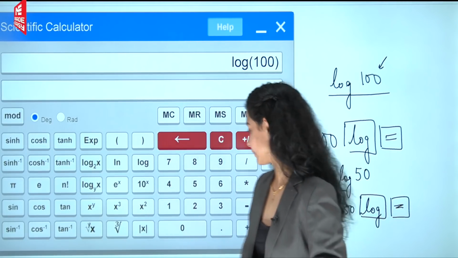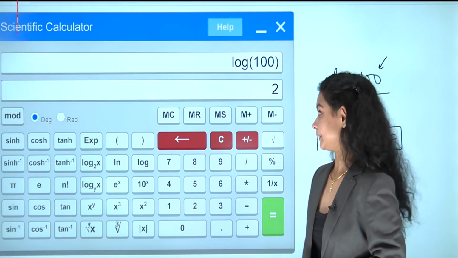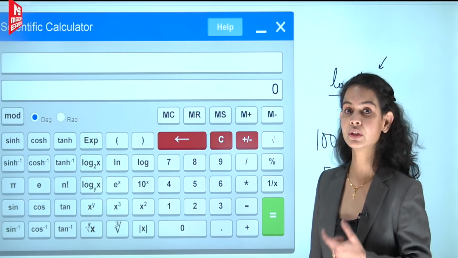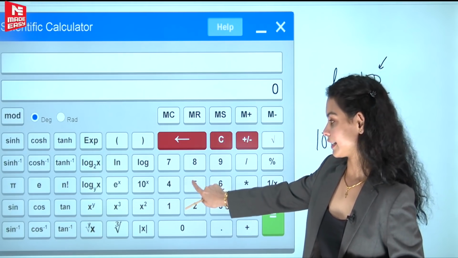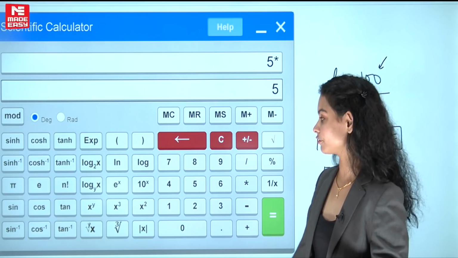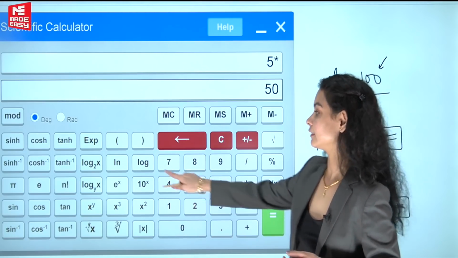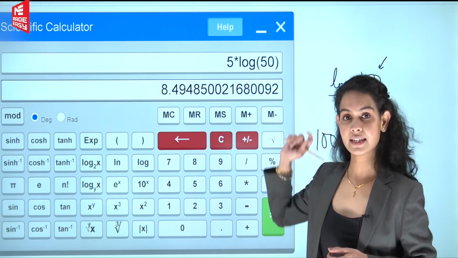Let's see how it is performed on this virtual scientific calculator. Press C before starting a new operation or a new calculation. So 5 log 50: 5, press the multiplication sign, then log 50. Enter the value 50 first, that is your x, and then the log tab, press equal to, and you will get your answer.